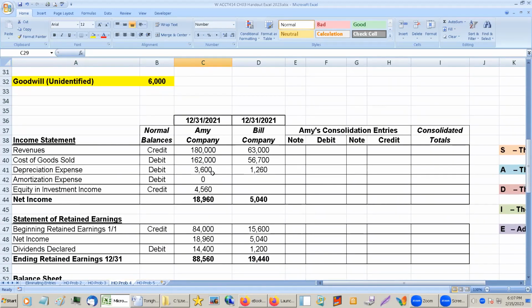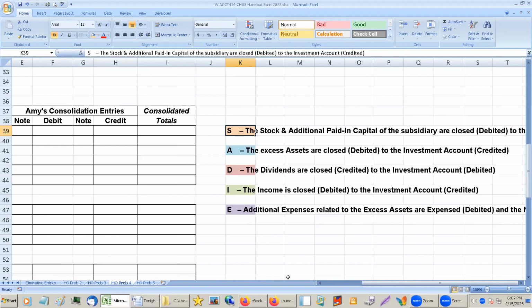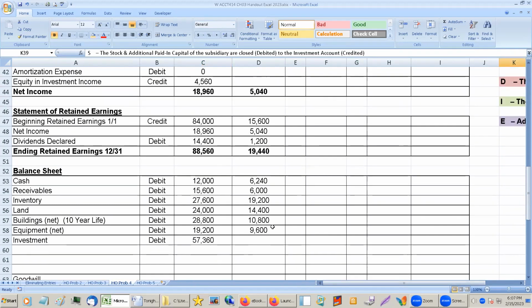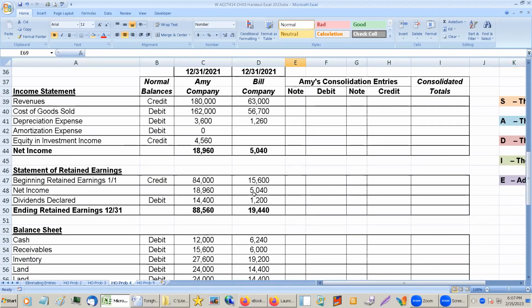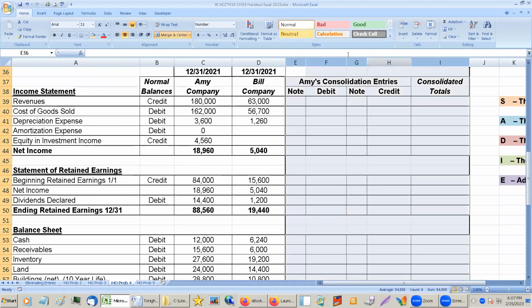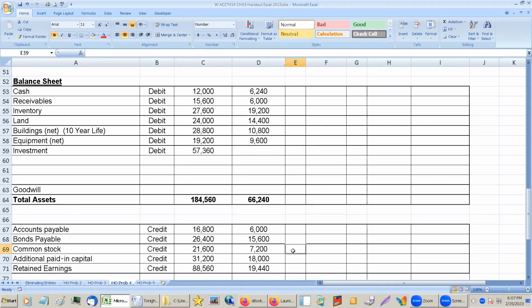All right, I think we can start filling this thing in now. Okay, additional paid in capital.